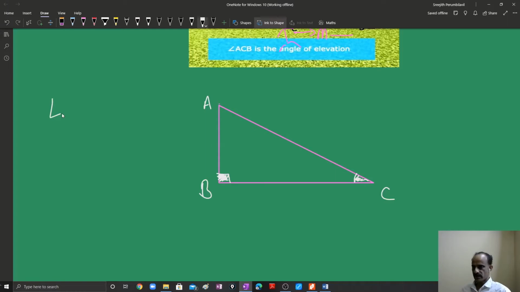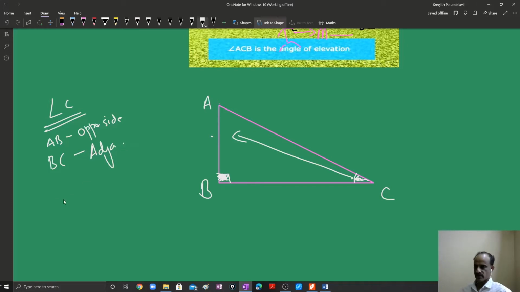As far as angle C is concerned, I will say AB is its opposite side. What is BC? If this is opposite, directly opposite this angle, then this is not opposite, we call it the adjacent side. And AC is unique because it is opposite to B, therefore it is the hypotenuse.